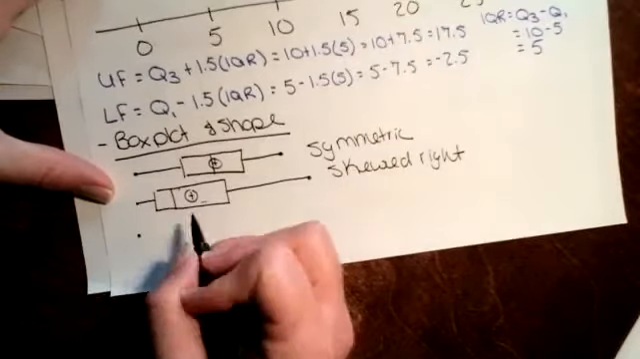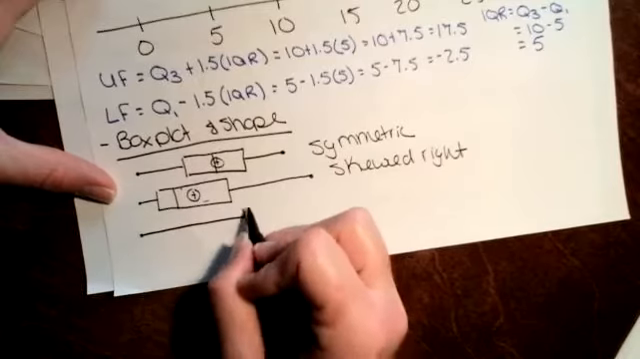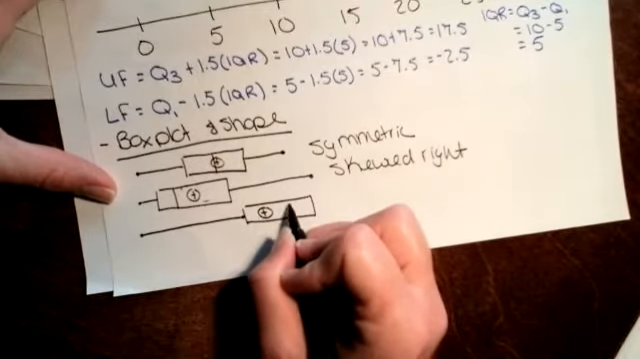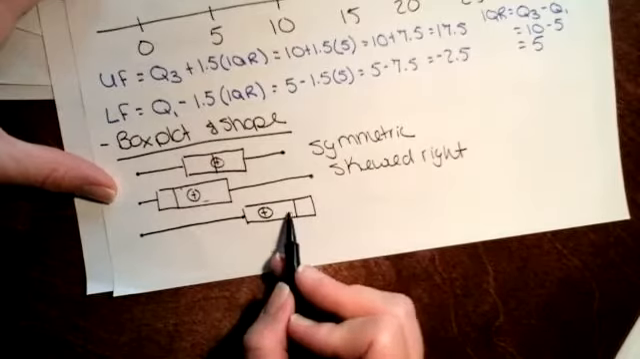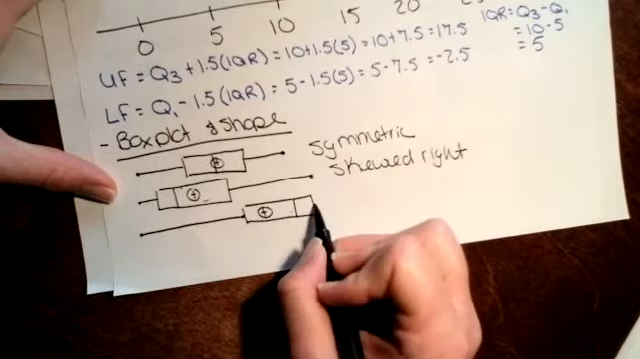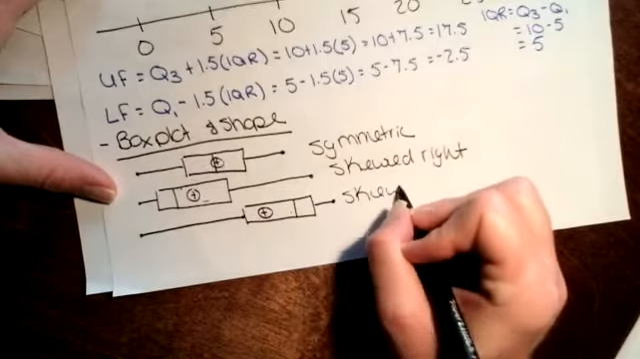Then we have just the mirror image of this one for skewed left. So I have a longer whisker on the left. The mean gets pulled to the left. I have more area in the box to the left of the median than I do to the right. And then look, this little short whisker. This is what I would call skewed left.